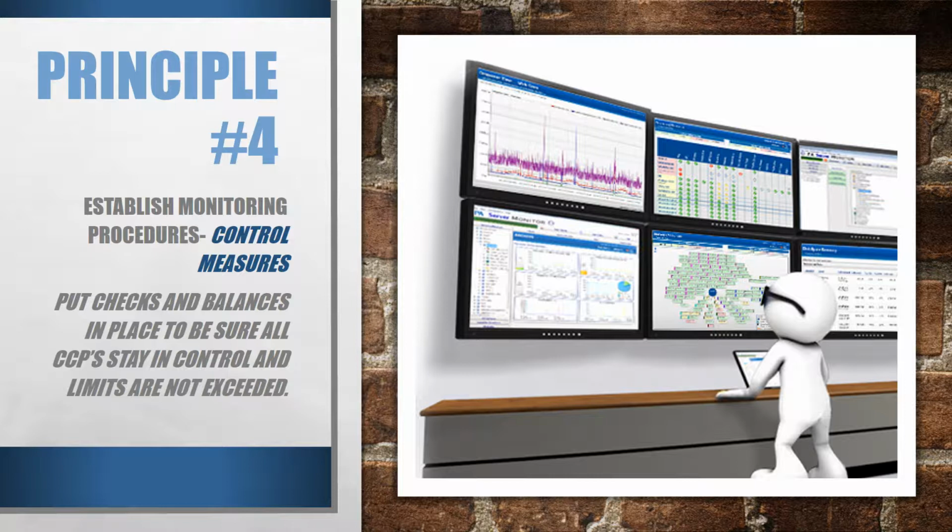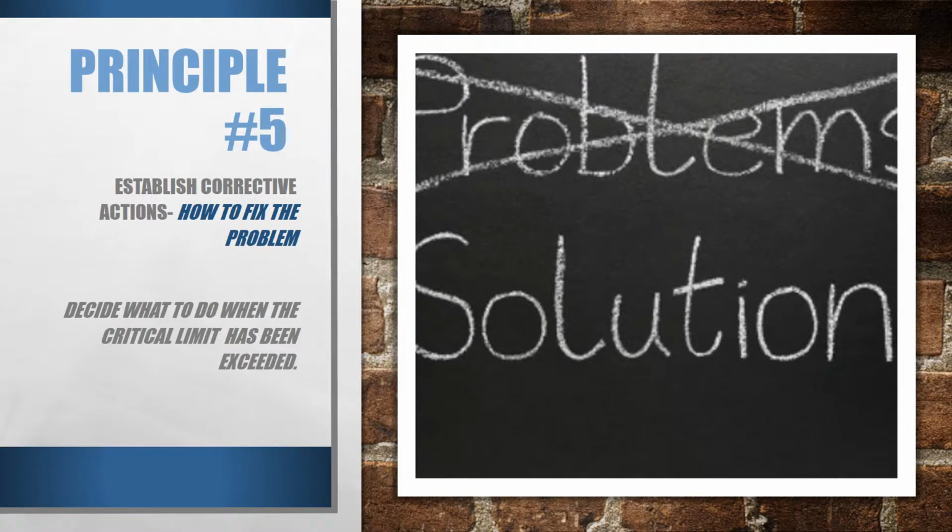Principle number 4, establish monitoring procedures, the control measures. Put checks and balances in place to be sure CCPs stay in control and limits are not exceeded. Principle number 5, establish corrective actions. How to fix the problem. Decide what you will do when the critical limits have been exceeded.